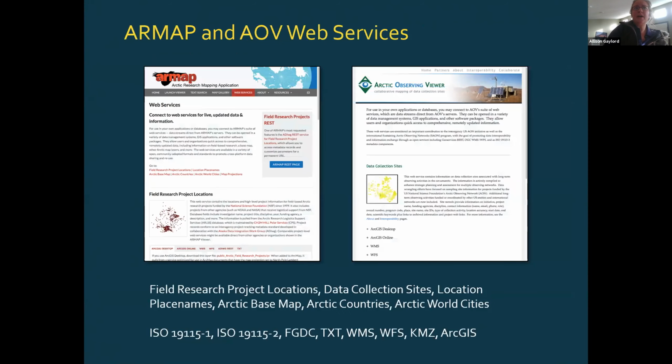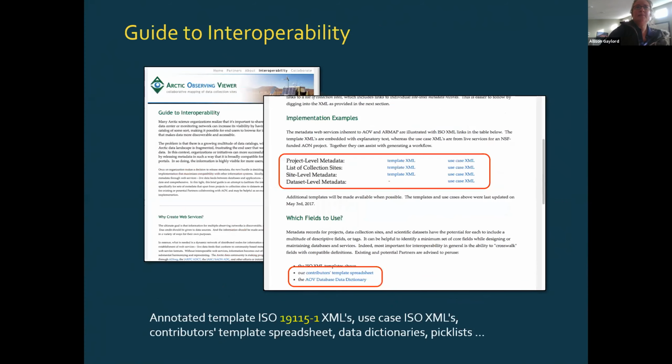We have information about all the formats that we're making our information available through: web services, geospatial web services, and RESTful APIs for the metadata itself on our web pages. There's some implementation examples, annotated templates, and links to use cases, as well as links to our data dictionaries.